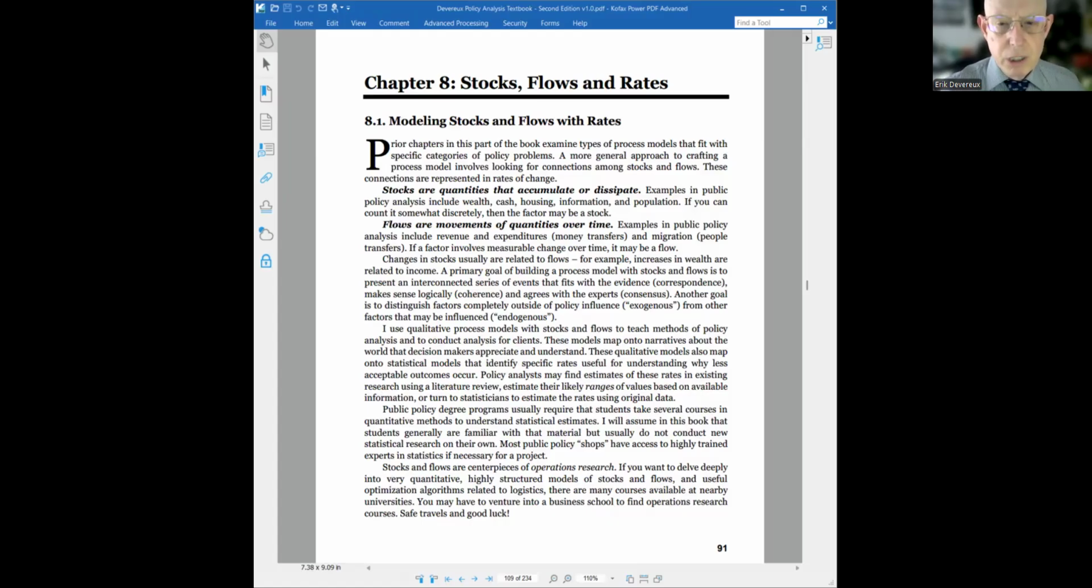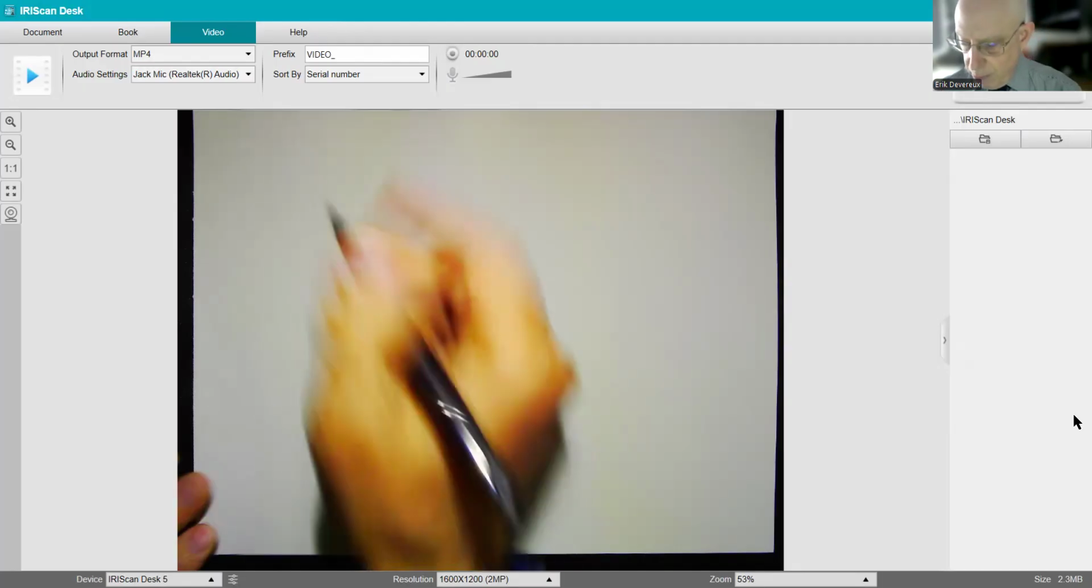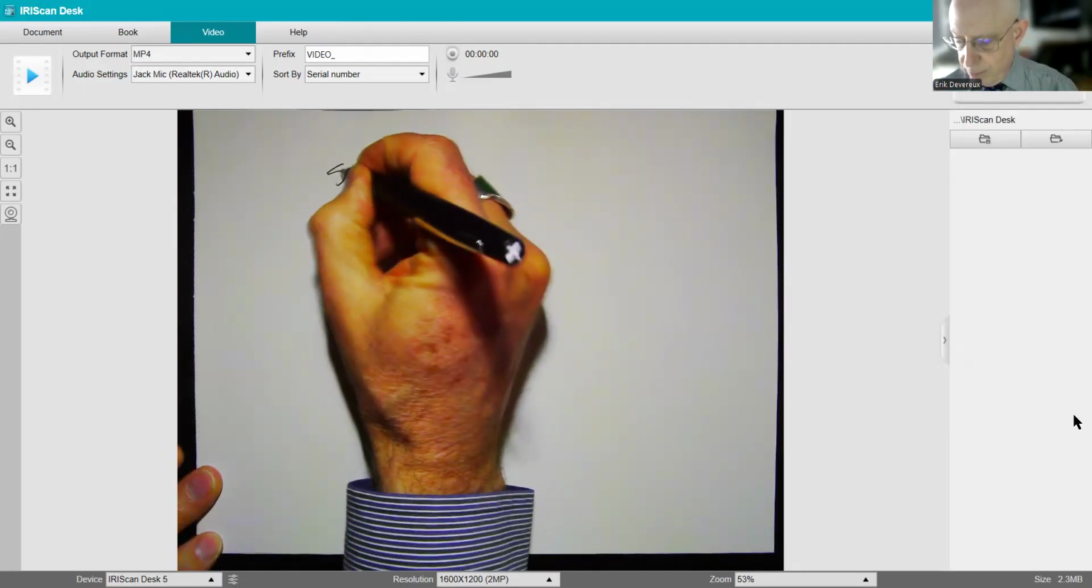So let me stop the sharing of the first page of that chapter, and let me turn now to the device that I've been using to draw for you so that I can dynamically discuss what's going on here. I'm just going to switch over my camera a little bit so that I don't have to get too far away when I do the drawing. So let's go. We're talking about stocks, flows, and rates.